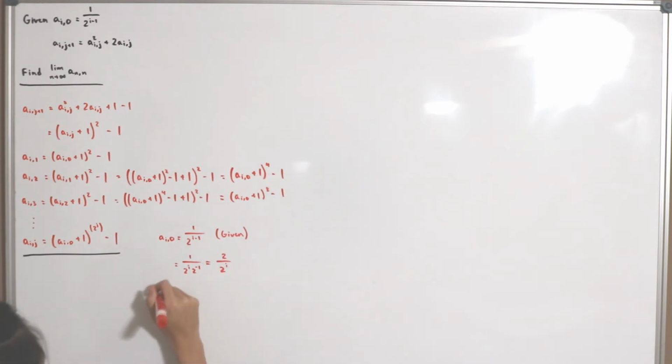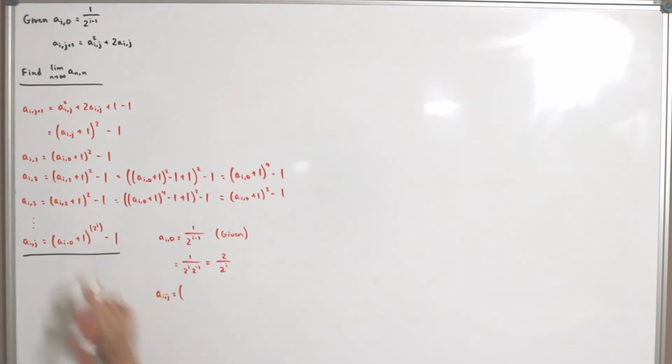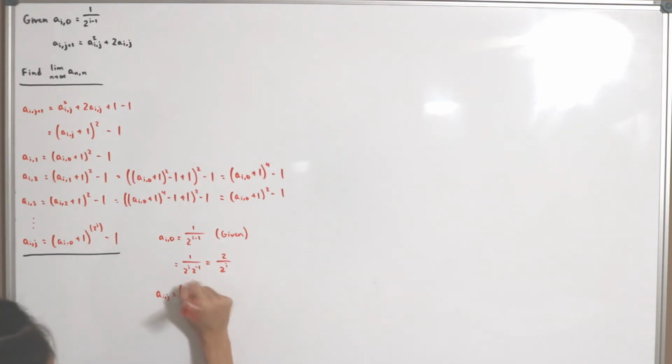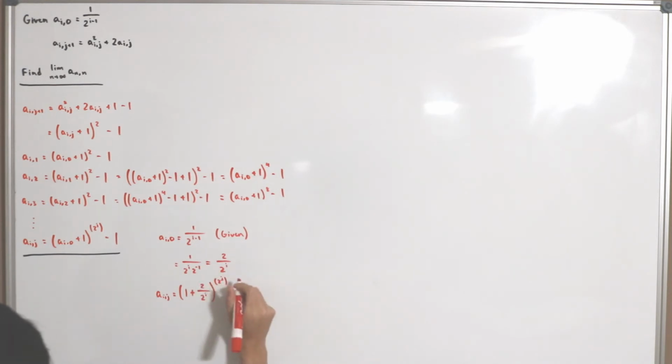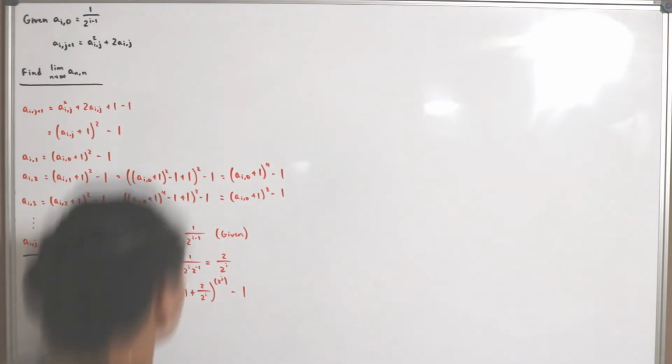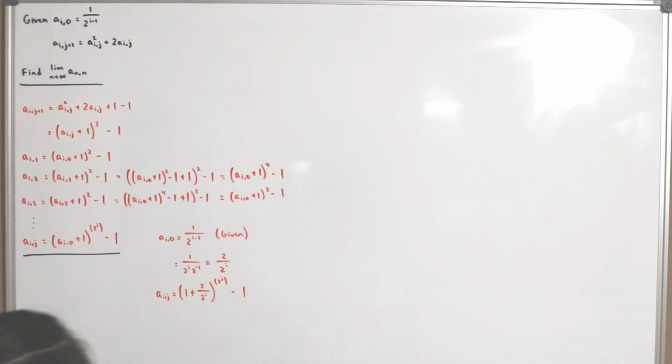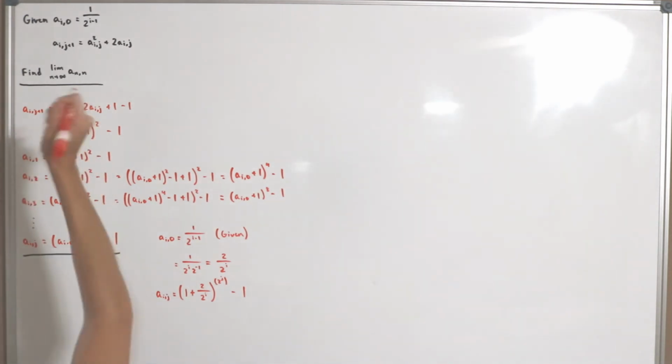So a sub i comma j is equal to, it's commutative, so I'm going to move the 1 in the front. So this is 1 plus 2 divided by 2i raised to the 2j, then minus 1. Okay, nice. So now, and I'll underline this in black again for the second time since we just plug in our given.